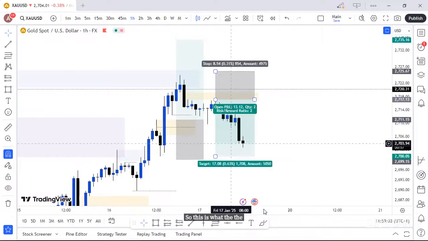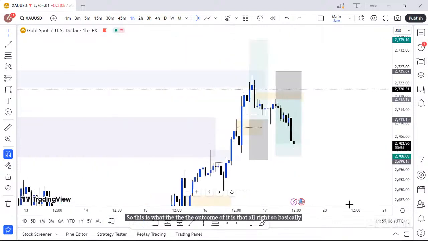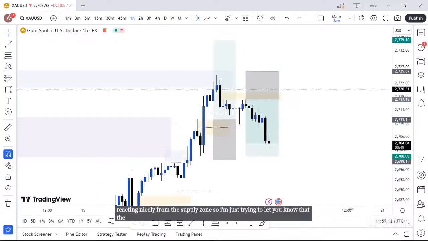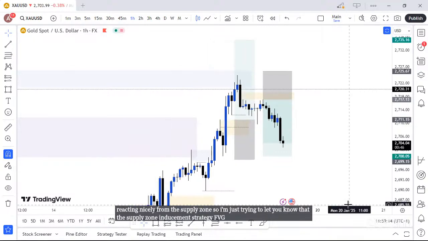So the outcome is that we are reacting nicely from this supply zone. I'm just trying to let you know that the supply zone inducement strategy, with FVG for confirmation or order block for confirmation, is very, very strong, and you can look to work with that.